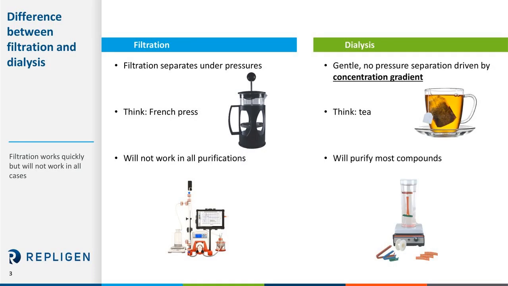So let's start at the beginning. Let's contrast filtration and dialysis. Filtration separates under pressure. Think of a French press when you're making coffee. Filtration is quick, but it will not work in all purification. Dialysis is a gentle, no-pressure separation driven by concentration gradient. I have that underlined because that's the driving force that I go back to throughout this presentation. Think of tea diffusing into water. It will purify most compounds. However, the trade-off is it is not as fast.